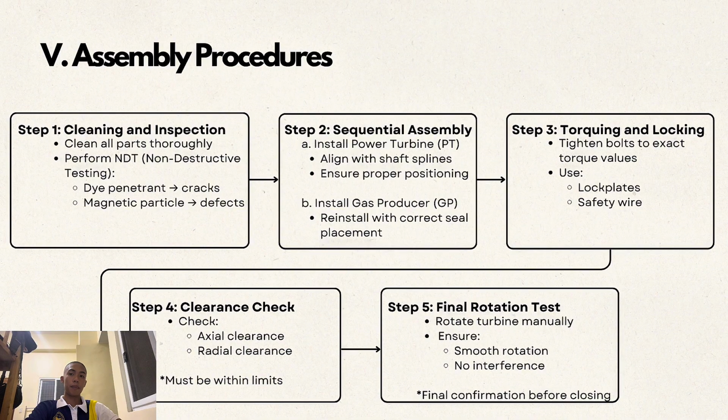Secure the GP tie bolt. This is a critical step. Use the specified stretch measurement method or torque turn method to ensure the rotating group is clamped correctly. A loose tie bolt can lead to catastrophic engine failure.